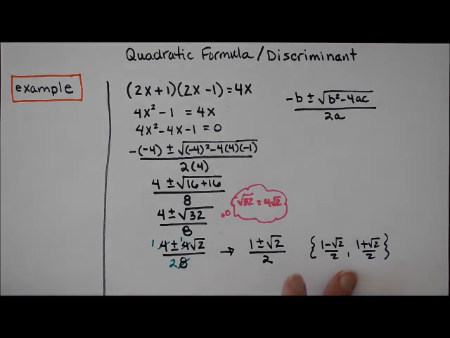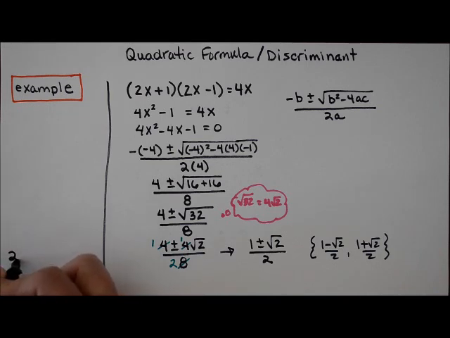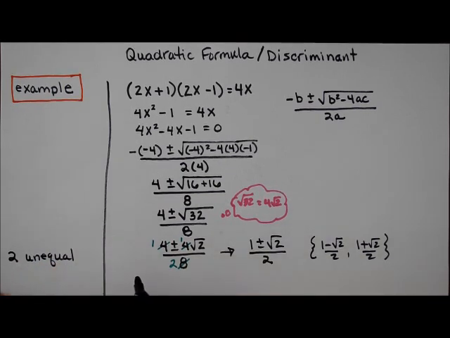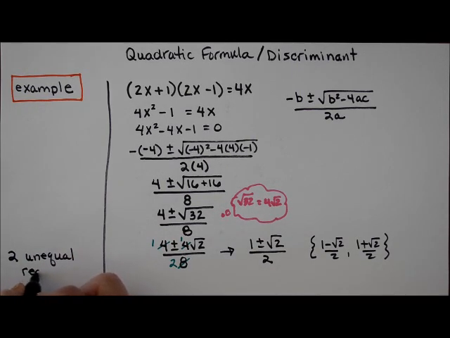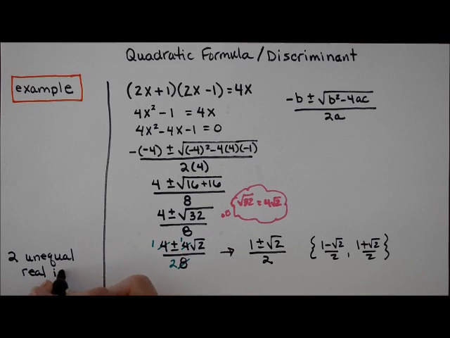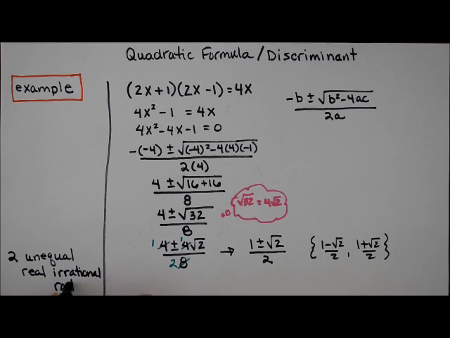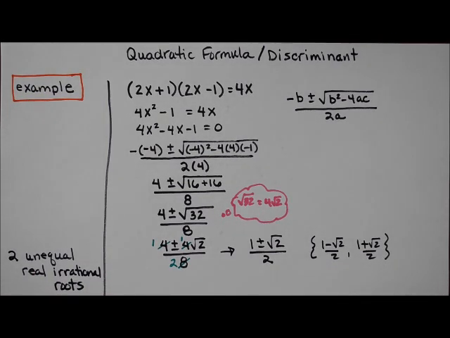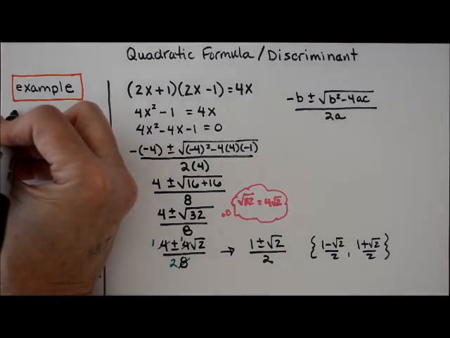Now, this answer here, I have 2 unequal, irrational, because I have a radical in them. Okay, so I have 2 roots. They are unequal. They are real numbers, they're not imaginary. This time they're irrational roots. It should have been 2 real unequal irrational roots, but whatever. So that's what I'm going to have. So let's talk about discriminant.